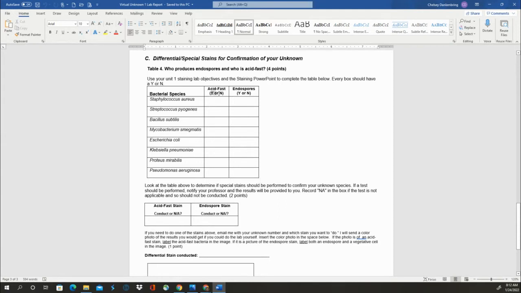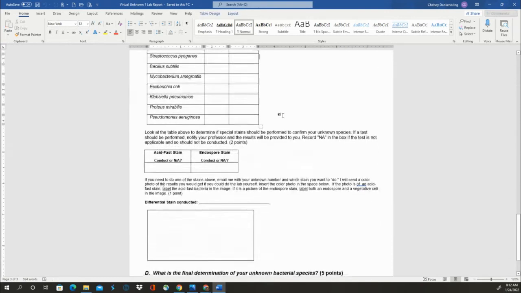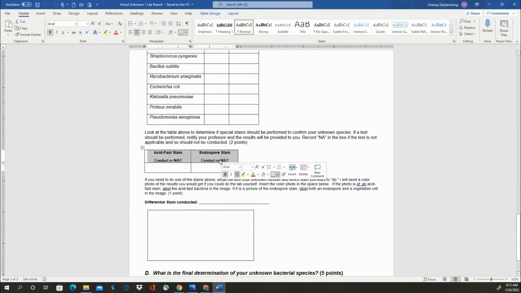But notice, y'all, I am being very picky. You put a Y or an N in each of these boxes. Don't spell out yes, don't spell out no. If I tell you what I want in the table, make sure that's what you give me. This is how it's going to be in nursing school and other programs. Sometimes you have to just be very specific. So you will lose points if you don't follow directions. Okay, it even tells you right here, every box should have a Y or N for yes or no. So then you're going to say, okay, do I need either of these stains done for my unknown?